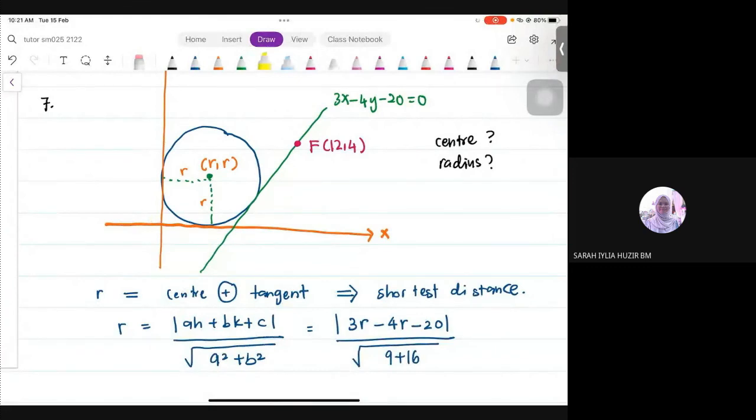Saya highlight lah pakai ni. So 3 tu dapat daripada A. Okay. Negative 4 is B. Negative 20 is C. And then H, K is coordinate for center. That's how we get R, R. Okay. After that, simplify.